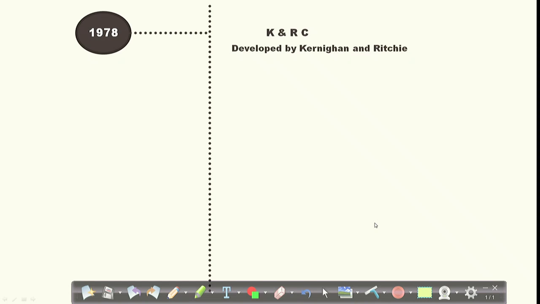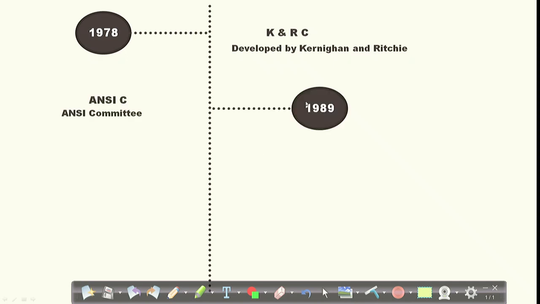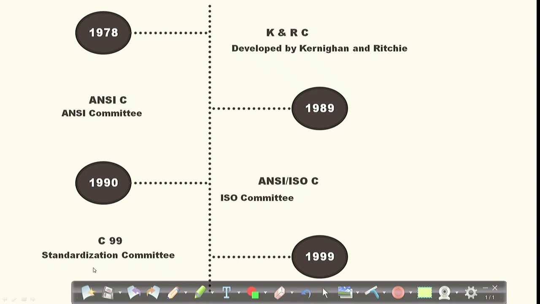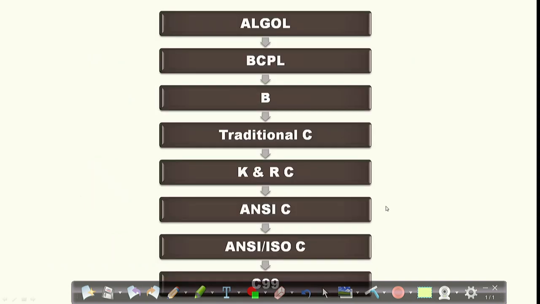In 1978, Kernighan and Ritchie together developed the language that is known as K&R C. And in 1989, ANSI gave a standard to the C language, and that is known as ANSI C, and that was accepted by the ISO committee in 1990, and then there is C99, by a standardization company in 1999. So this is a brief timeline of the C programming language. Now we will discuss each of these languages in detail, one by one, along with some features of each language.